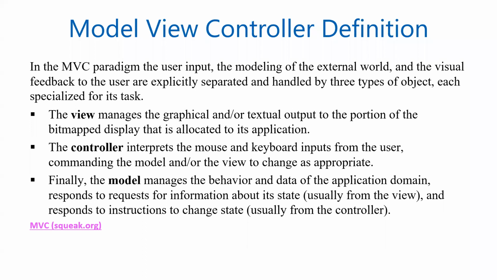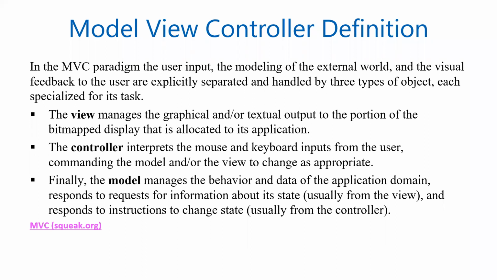So let's dive into this concept and why we need it, and then what it looks like. So MVC stands for Model View Controller, and in this pattern, we have the canonical definition right here on the screen. I don't need to read it to you, but I will. The user input, the modeling of the external world, and the visual feedback to the user are explicitly separated and handled by 3 types of object, not just code file, but objects, each specialized for its task.